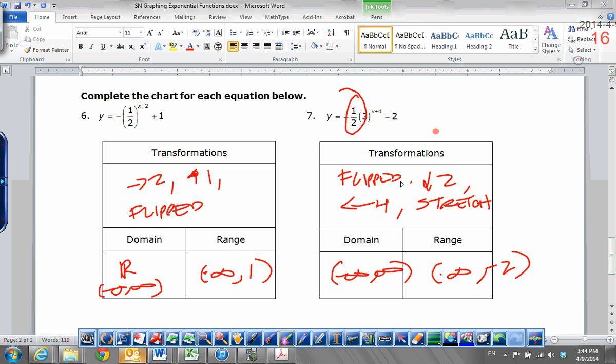And kind of the same idea for number 7 as well. It flipped, down 2, left 4, and then also a stretch. Negative infinity to positive infinity for domain, range negative infinity to negative 2.